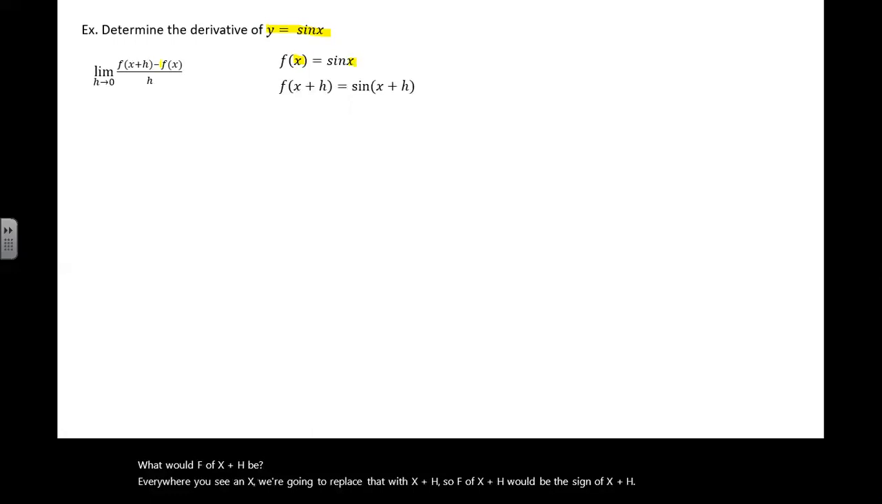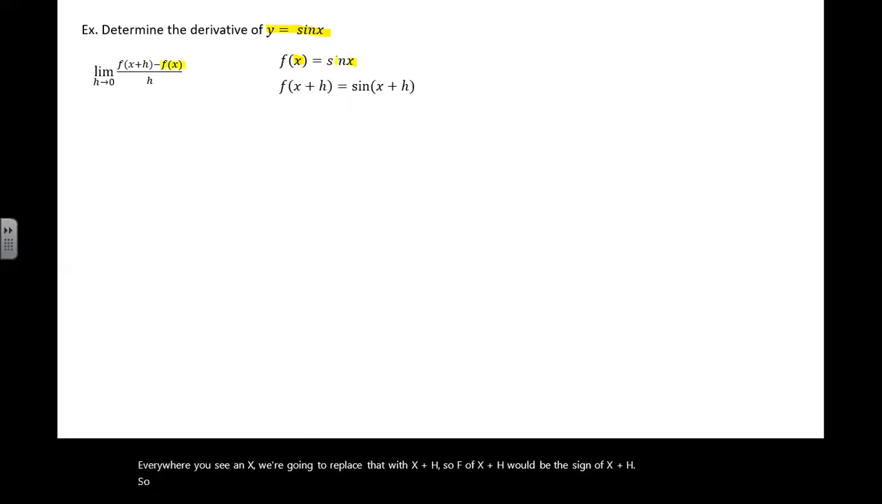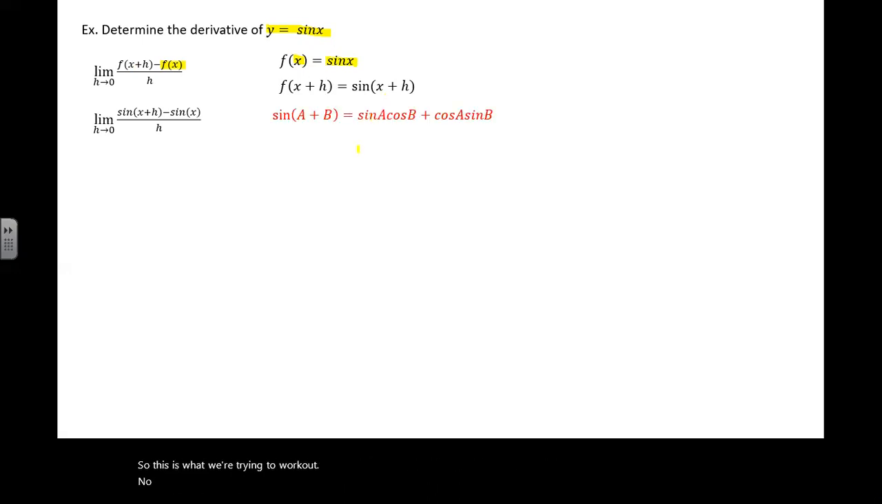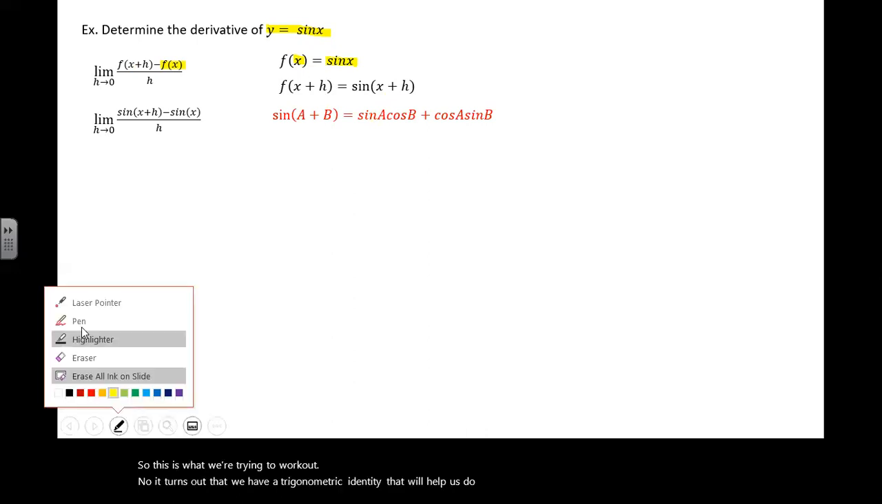So instead of f of x, we're going to put in sine x. Instead of f of x plus h, we'll put in sine of x plus h. So this is what we're trying to work out. Now, it turns out that we have a trigonometric identity that will help us do this. So how does this work?